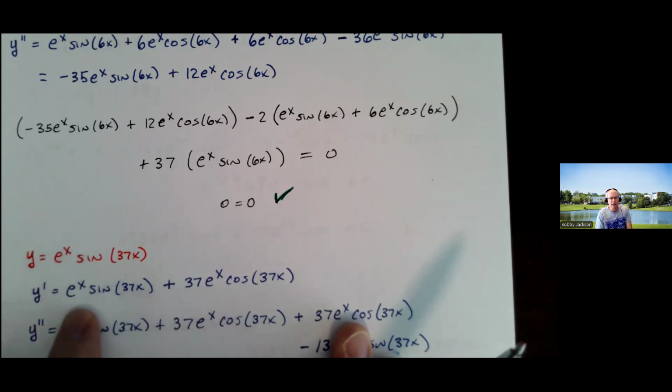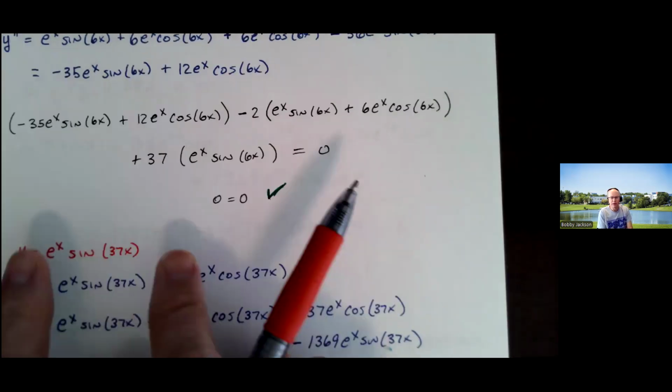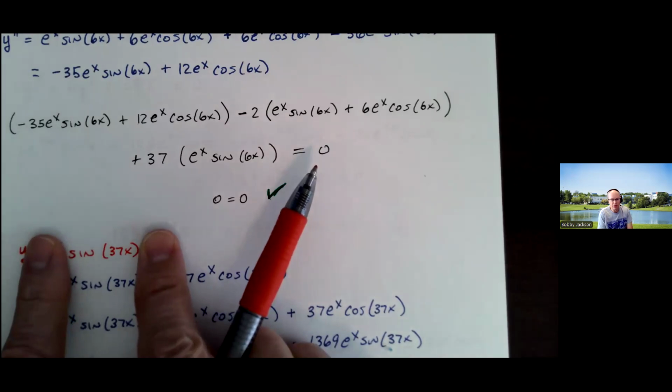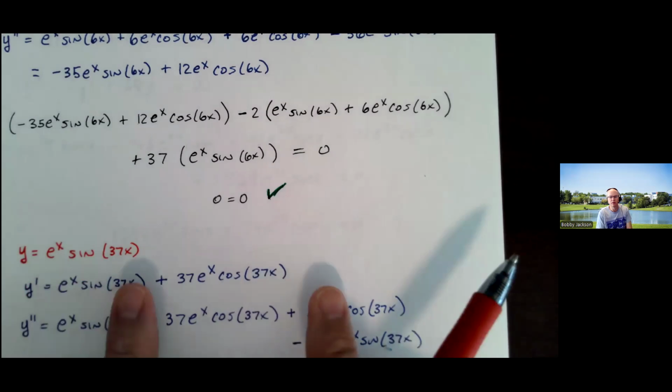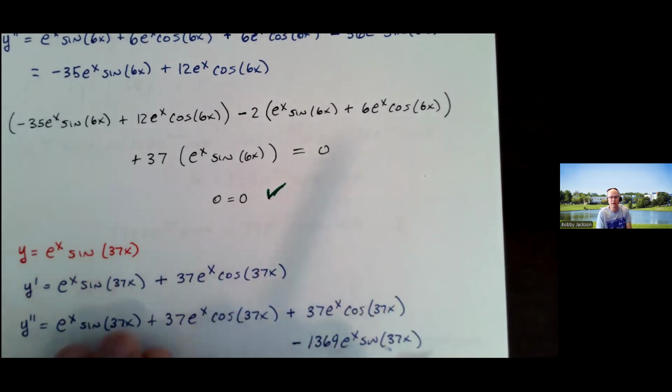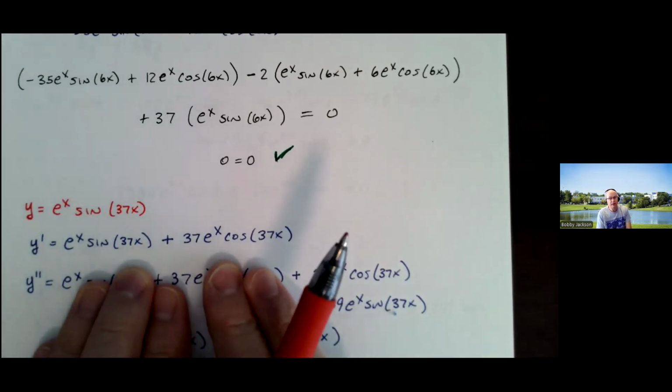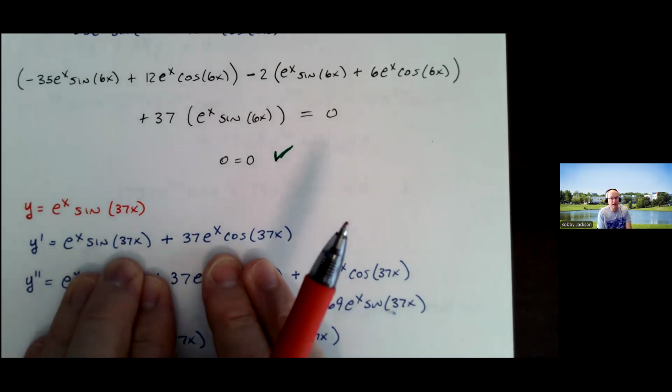The derivative of e to the x is just e to the x times sine of 37x. And when we take the derivative of sine of 37x, we have a chain rule there again, remember, so we get 37 cosine of 37x times the e to the x. So there's that. Then I have to take the derivative of this to get the second derivative.